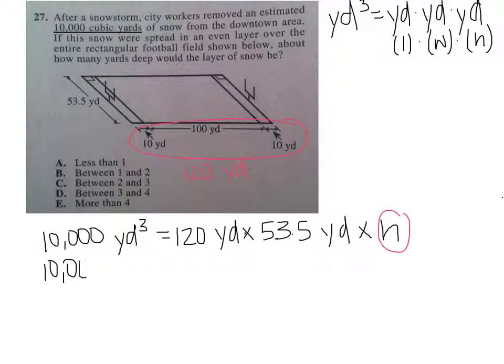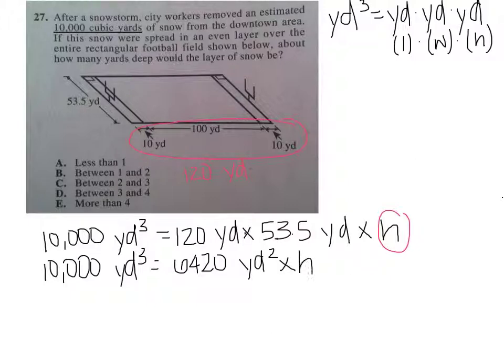So we have 10,000 yards cubed, and if we multiply 120 yards by 53.5 yards, you're going to get 6,420 yards squared times the height. We're still trying to find the height of the snow. So, the height, we'll get the height by dividing each side by 6,420.